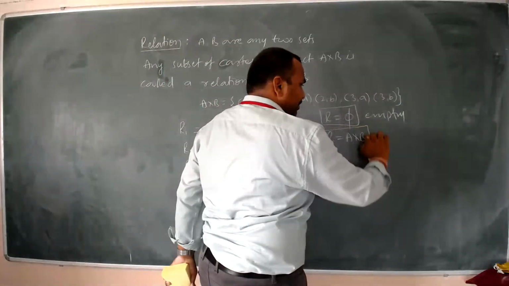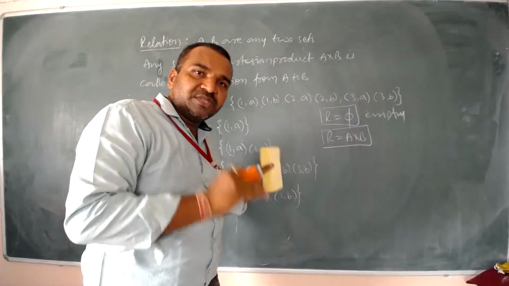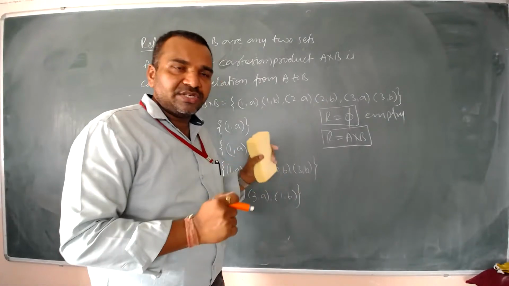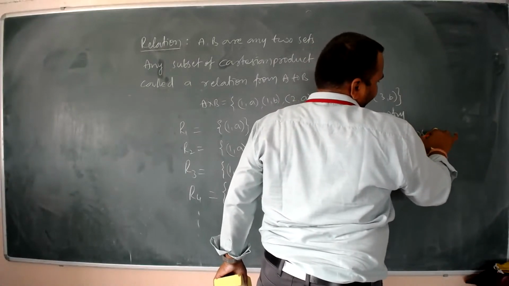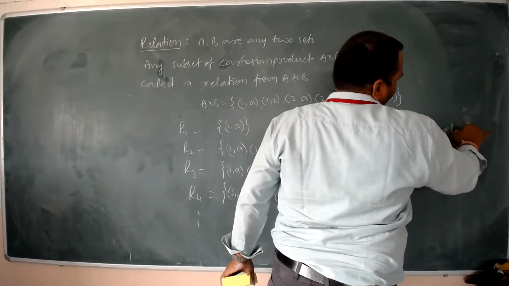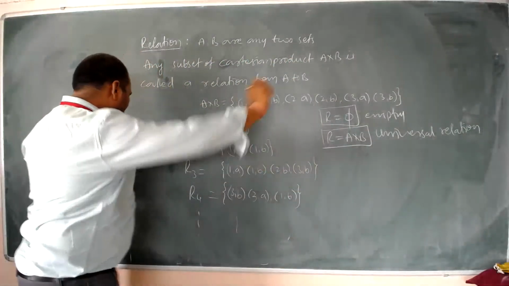This is also a relation. I'm taking R equal to the total A cross B. A cross B is a subset of A cross B, so A cross B is a relation. This relation is called the universal relation.